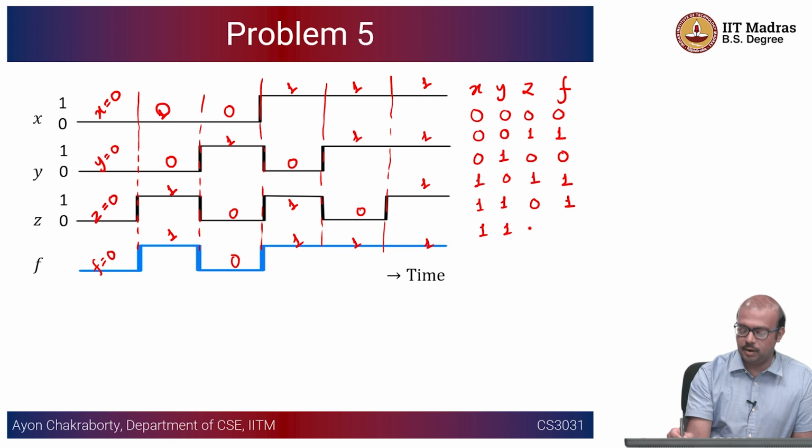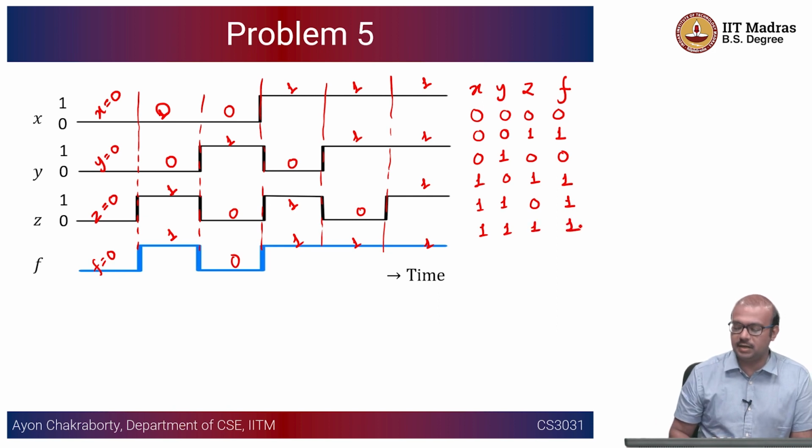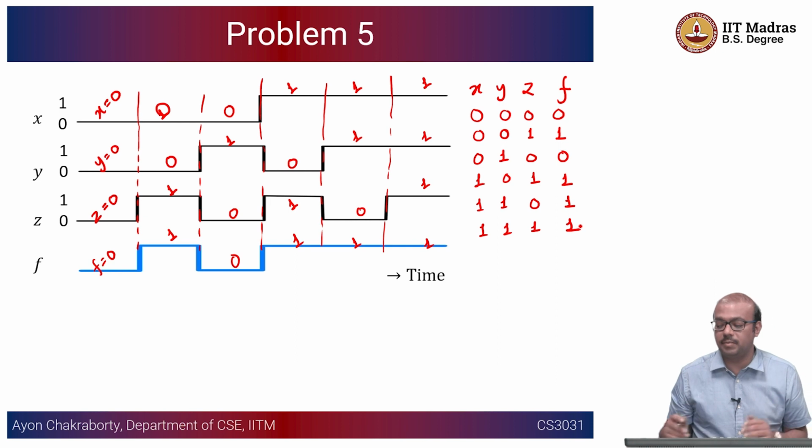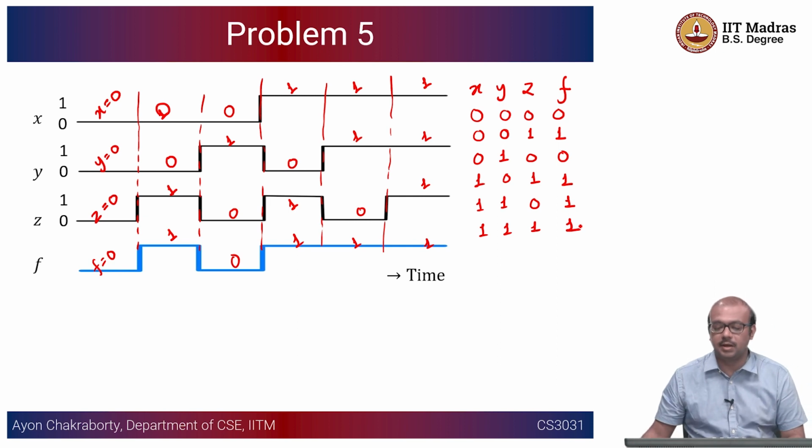So 1, 1, 1, the output is also 1. Now, you see that there are three inputs. For a truth table, we will require all the combinations of inputs. We are going to have 8 rows, right? 2 to the power 3.